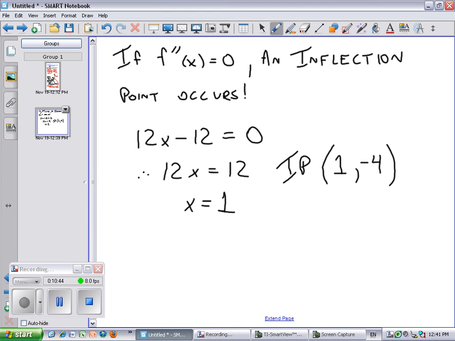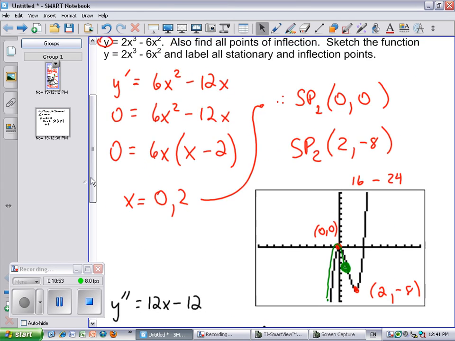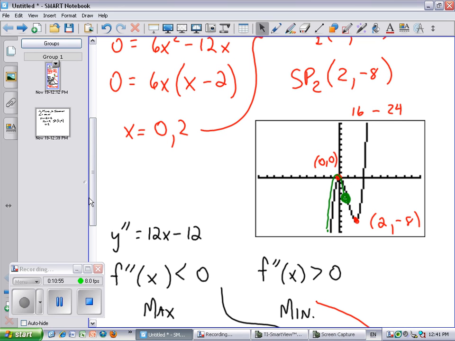So let's go back to the curve and let's label that point as well. I'll erase what's in green here. At 1, negative 4, 1, 2, 3, 4, right here, we have an inflection point, 1, negative 4. All right, Mr. Wheeler, you may press stop for this example.